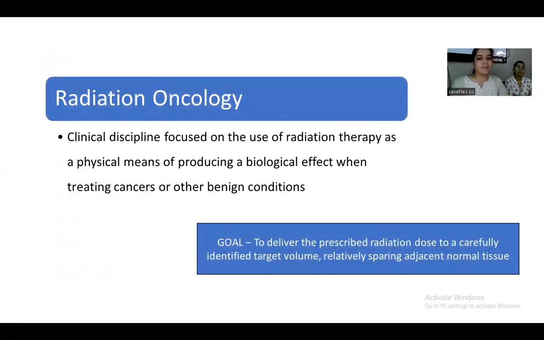Radiation oncology is the branch which deals with the radiotherapy and it provides a biological effect while treating the cancers or the other benign condition. The goal of radiotherapy is to deliver the prescribed radiation dose to an identified target volume and relatively sparing the normal tissue, which is adjacent to the tumor.